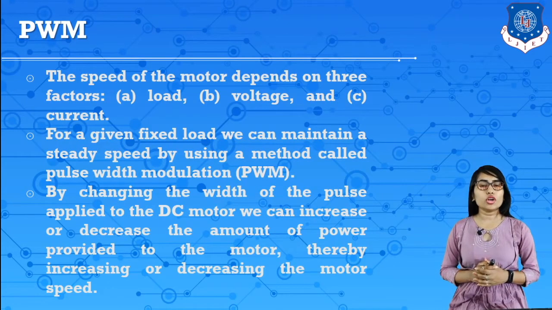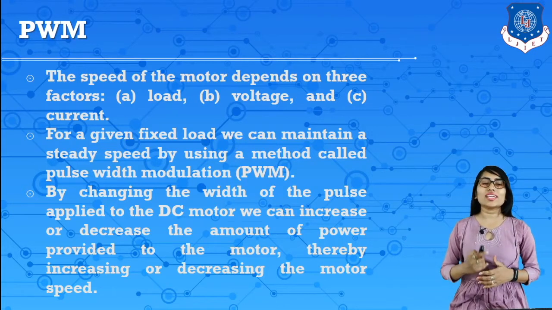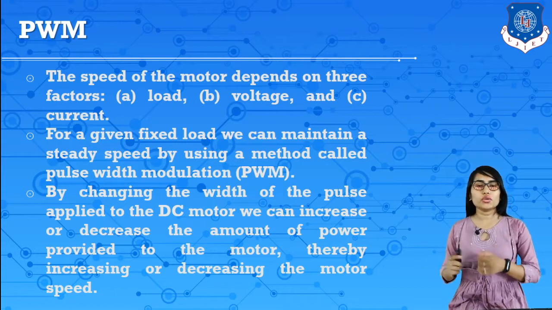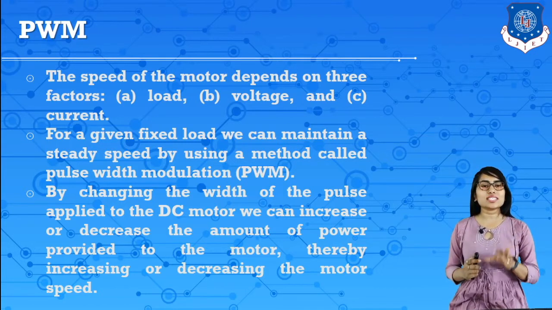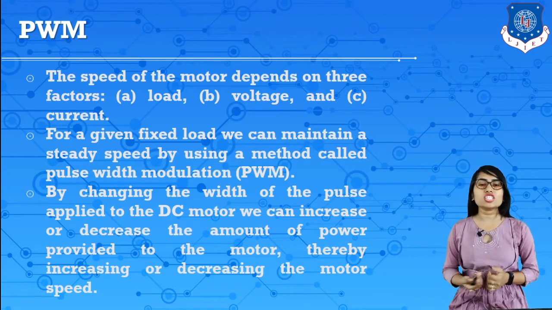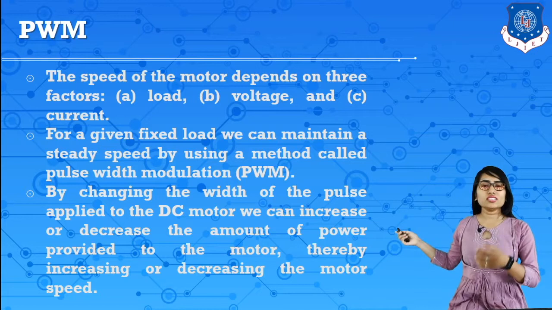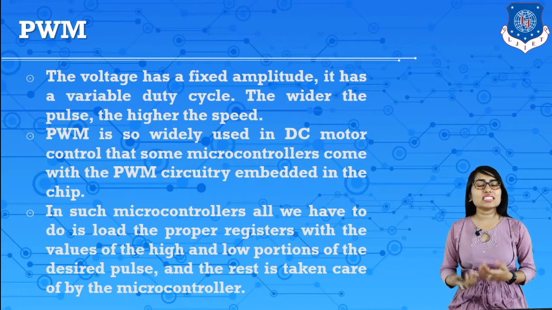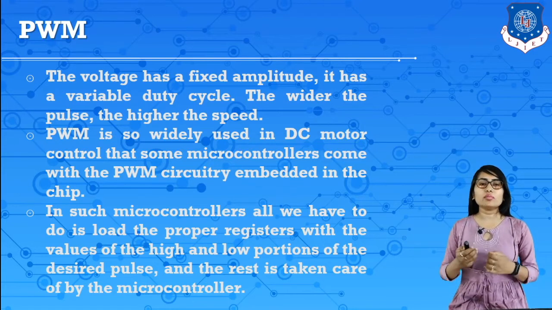The speed of the motor depends on three factors: load, voltage and current. For a given fixed load, we can maintain a steady speed by using a method called pulse width modulation. By changing the width of the pulse applied to the DC motor, we can increase or decrease the amount of power provided to the motor and thereby increase or decrease the motor speed. So with DC motor control we can generate a PWM wave. The voltage has a fixed amplitude and a variable duty cycle. The wider the pulse is, the higher the speed.